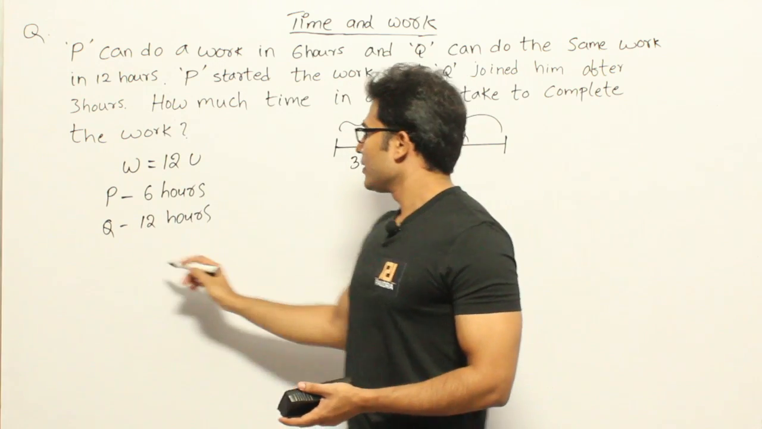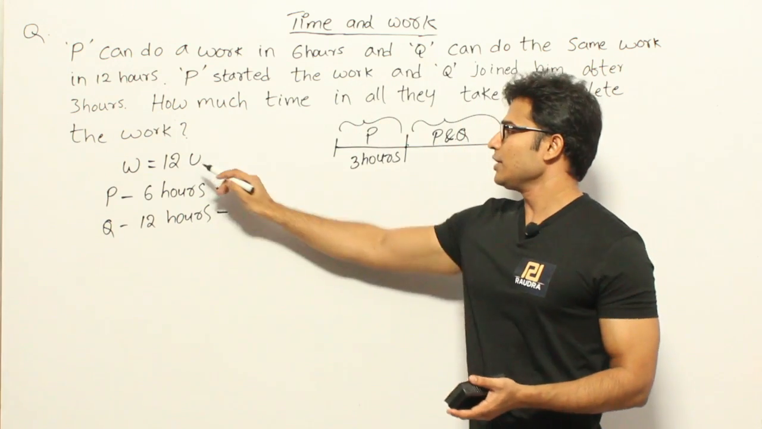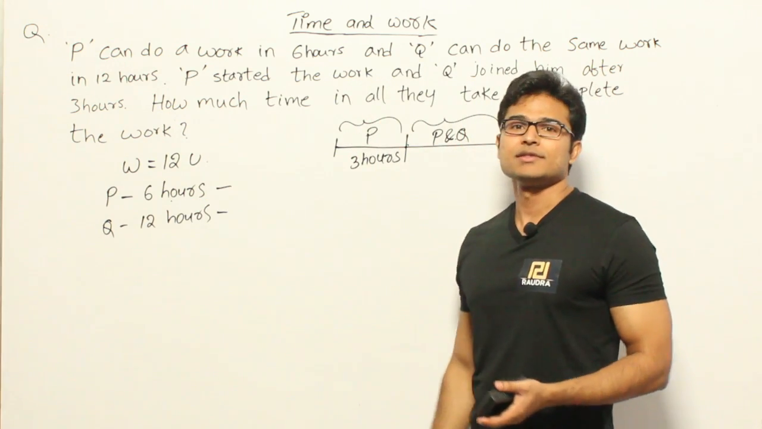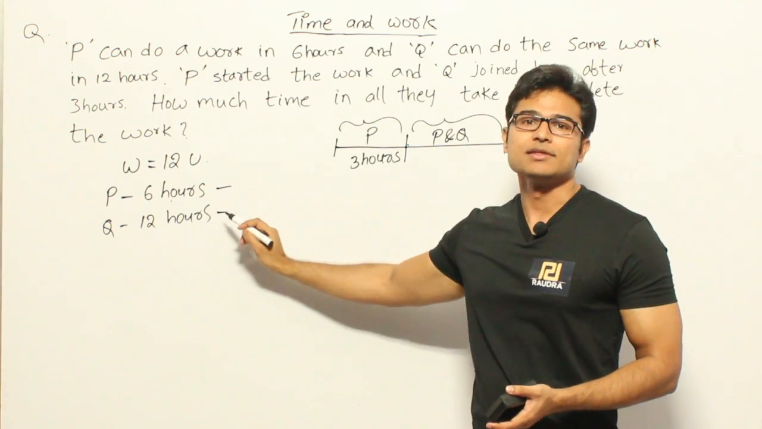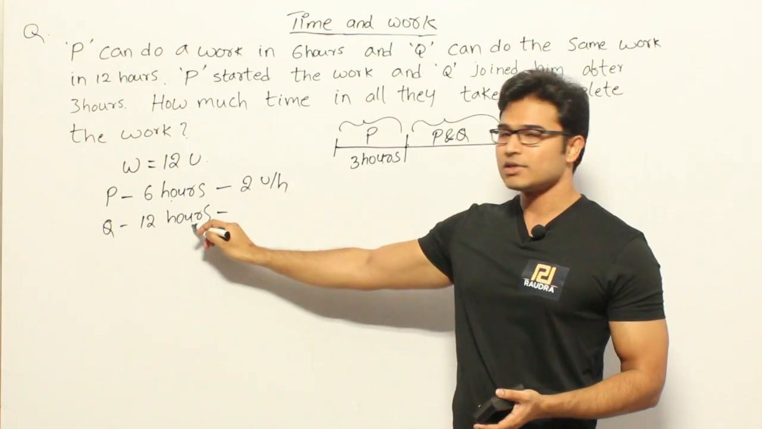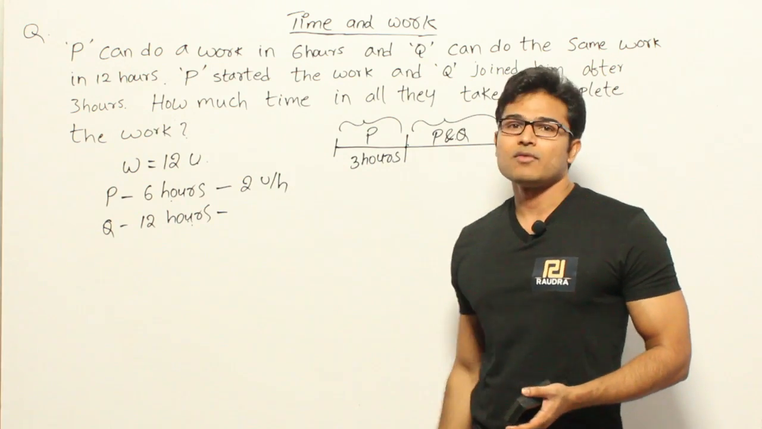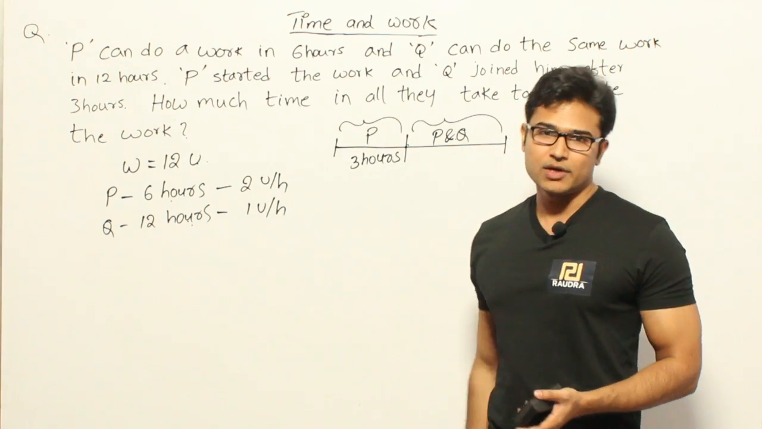so that computation will be easy. Now from this I want to find out the rate. If 12 units of work is done in 6 hours, then what is the rate at which P is working? 12 units by 6, which is nothing but 2 units per hour. Now what about Q? 12 units divided by 12 hours, which means 1 unit per hour. This is the rate at which they are working.